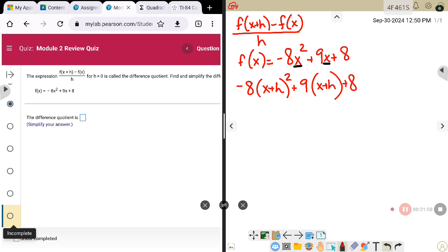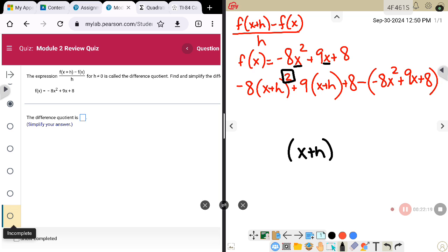Then the second part is to subtract in parentheses what the original function was. So negative 8x squared plus 9x plus 8. Now, before I can go any further, I've got to do this (x plus h) squared. I'm going to do it down here, and then I'm just going to erase it. So (x plus h) squared means to multiply x plus h times itself. So I'm going to FOIL here.